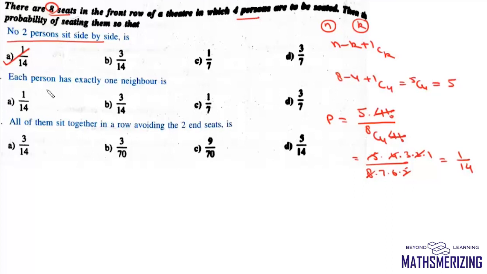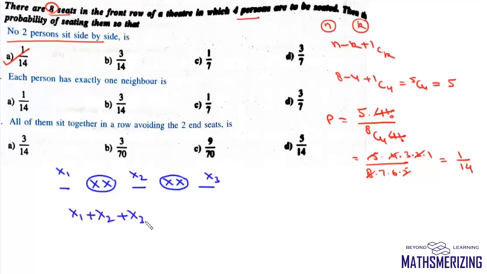Now the next one is each person has exactly one neighbor. Now when each person has exactly one neighbor, that means 2 of them are sitting together, and another 2 are sitting together. And in between them, there should be at least 1 seat. So suppose there are x1 seats here, x2 seats here and x3 seats here. So we write x1 plus x2 plus x3 must be equal to 4, where x1 and x3 are greater than or equal to 0 and x2 is greater than or equal to 1.